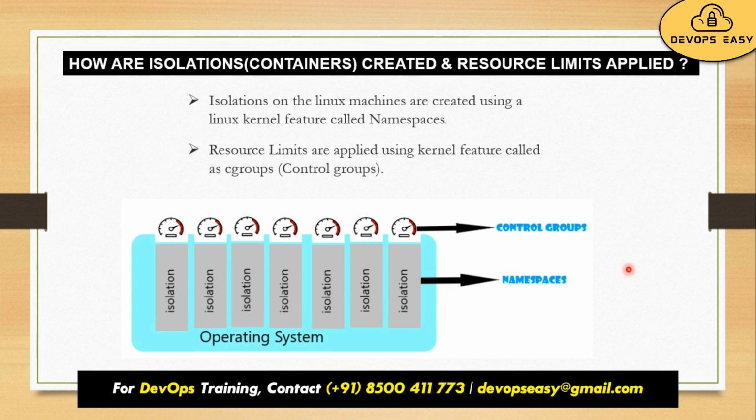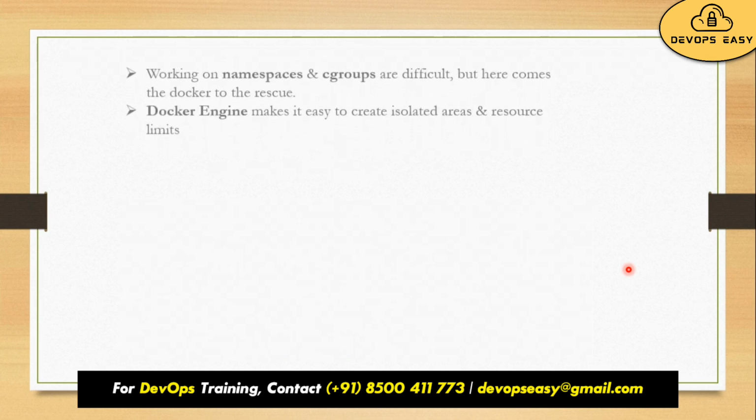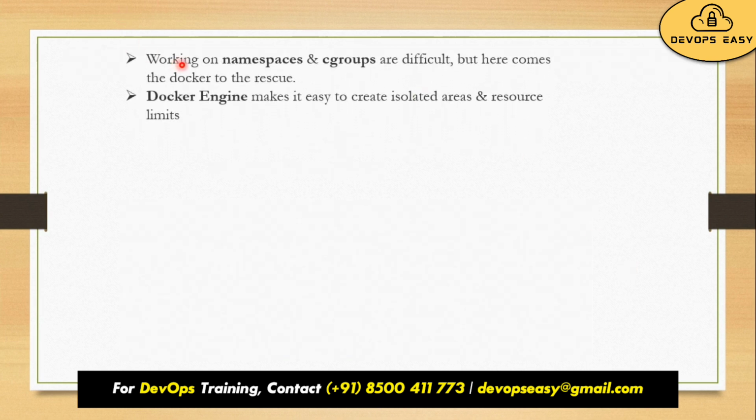If you want to create a container in real life, you use a Linux feature called namespace. I told you that working with namespaces and cgroups is very difficult, but here comes Docker to the rescue. The Docker engine makes it easy to create isolated areas and resource limits. The Docker company made this job very easy.